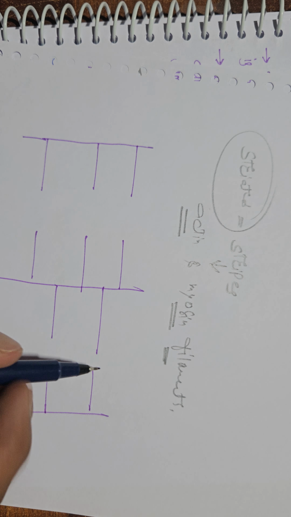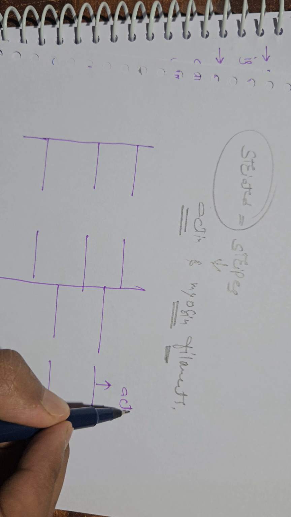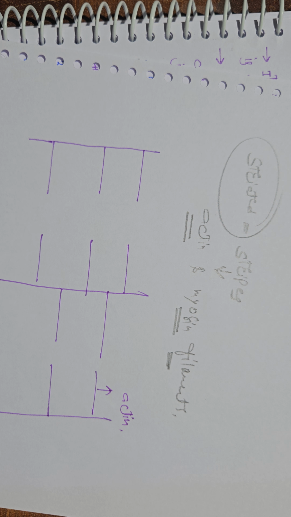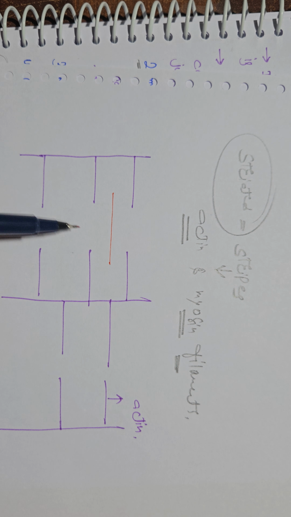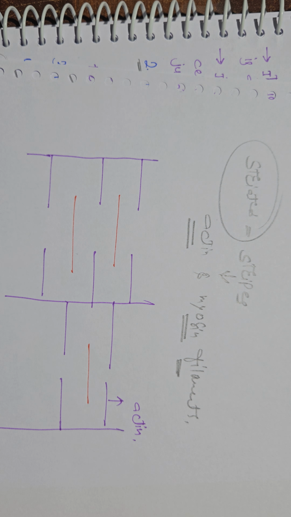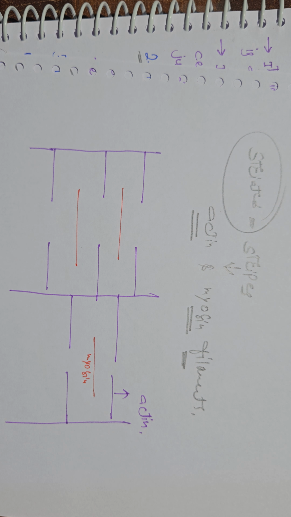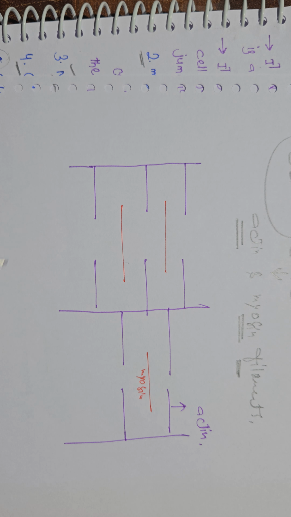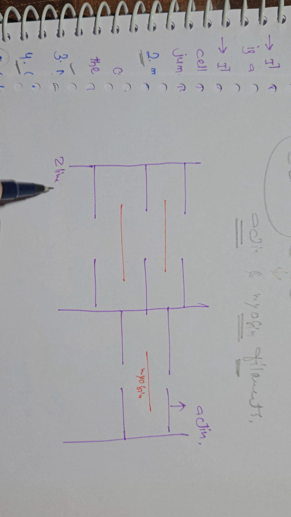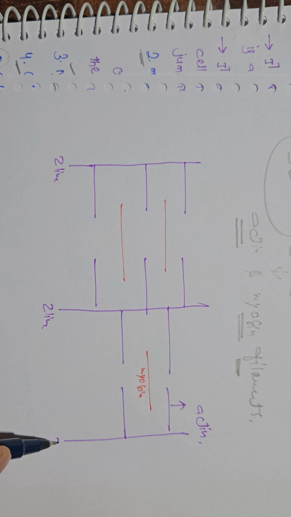Look right here, clearly these are the actin. And in between the actin we have myosin. So this right here in red color, this is the myosin. Clear? This right here, these lines, this is called a Z line. This is another Z line.